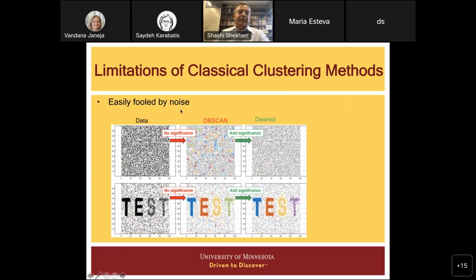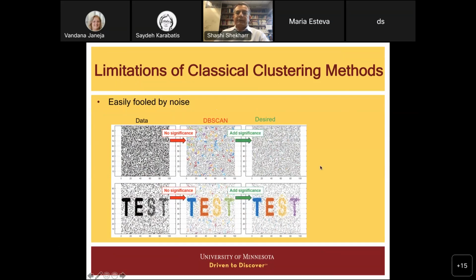And notice what happens when you subject it to some noise. Here is pure noise data, and notice DBSCAN is still finding hotspots. Here is a test hotspot with some background noise, and see, DBSCAN is getting fooled. Really what you wanted was this result.